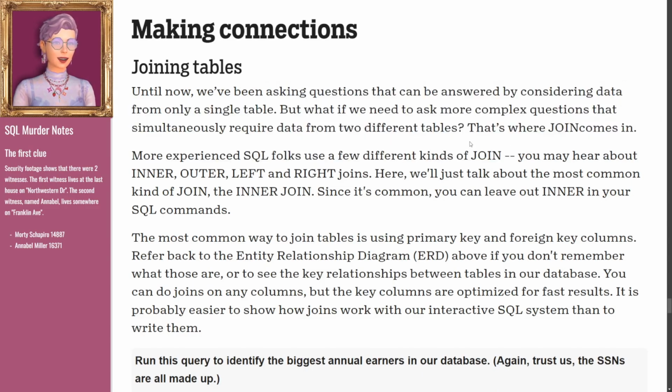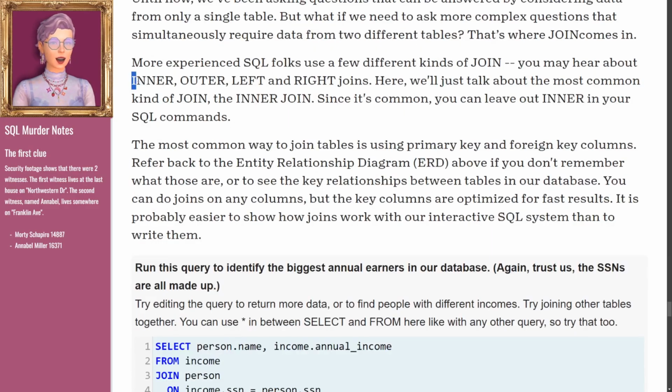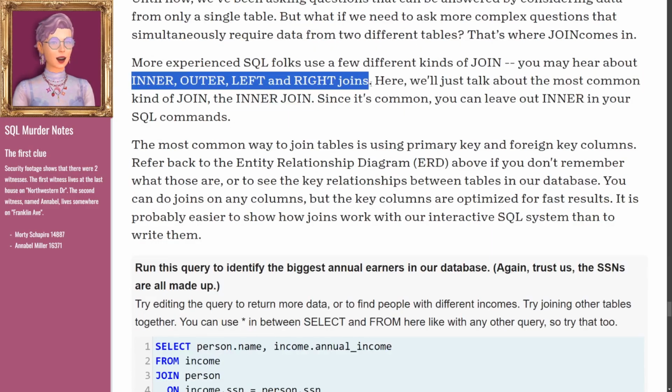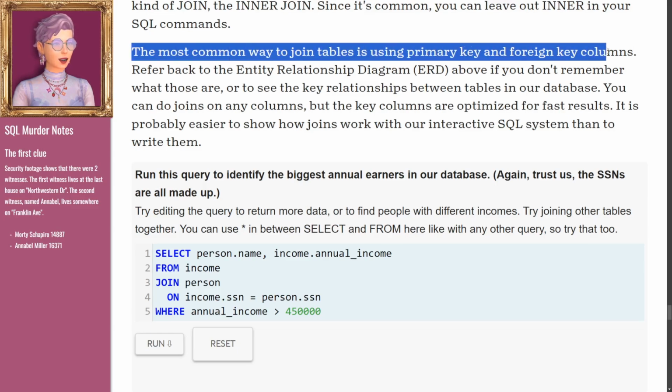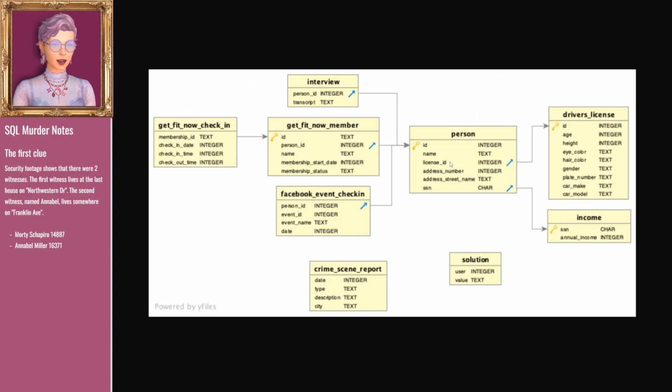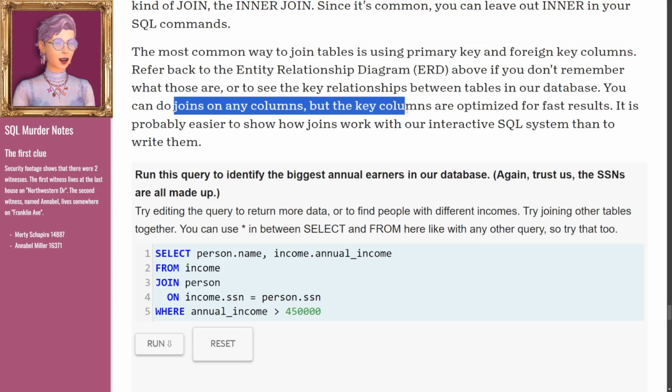That's where join comes in. I was wondering when join was gonna come in. Oh gosh, inner, outer, left, and right? What do those mean? Well, I guess we're just gonna learn about inner join. The most common way to join tables is the primary key and foreign key. So that's probably what these key things mean in this picture here. You can do joins on any columns, but the key columns are optimized.